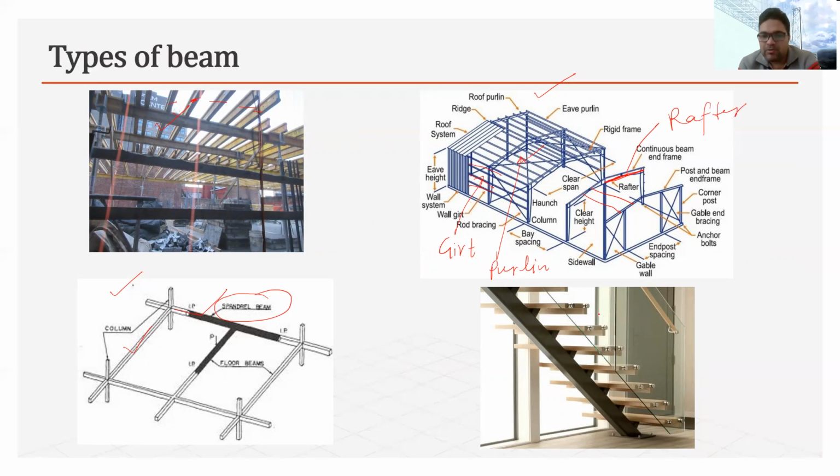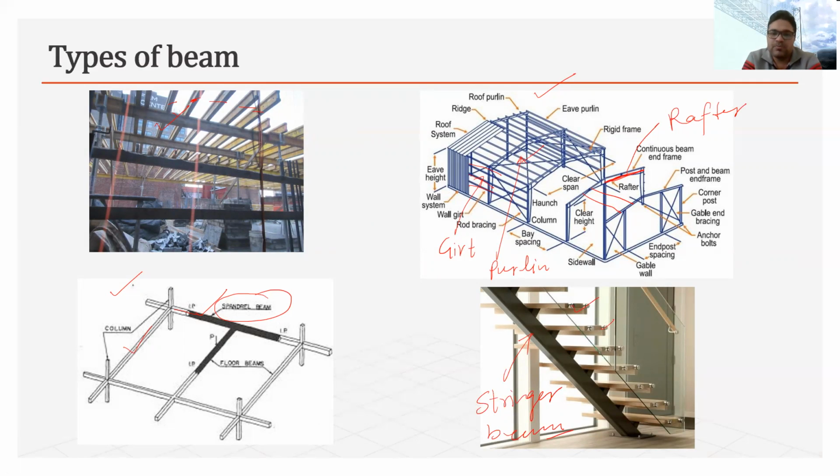Okay. Now in the fourth photo, you can see these are the steps, and to support these steps, a beam is running centrally, longitudinally. So this beam, in this case, will be called stringer beam. Okay. So this is basically the classification or types of beam based on the location.